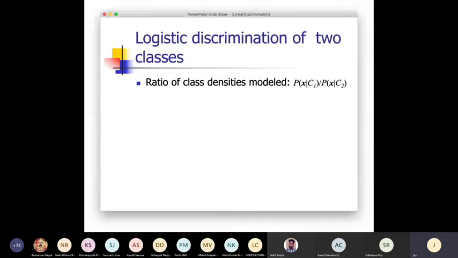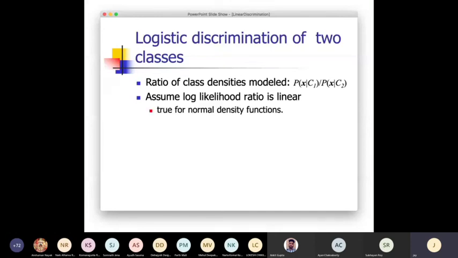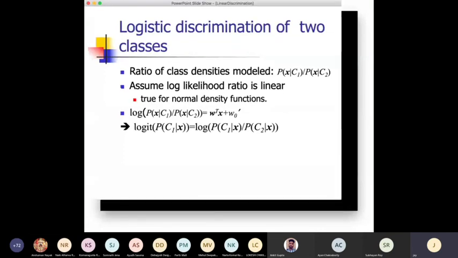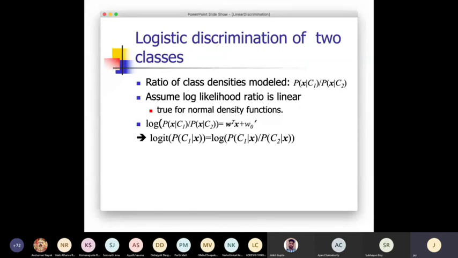And there we'll see that using logistic regression, we can estimate this posterior probability. We'll come to that. So the ratio of class density models, this is a ratio of likelihoods. And you can use it because the log likelihood ratio is linear, that means true to the normal density function. So this is a log likelihood ratio. I hope you agree with me. And if I consider the logit function, you can see the logit function can be written as the log of this. This is the log odds ratio of these posterior probabilities. This is the logit function.